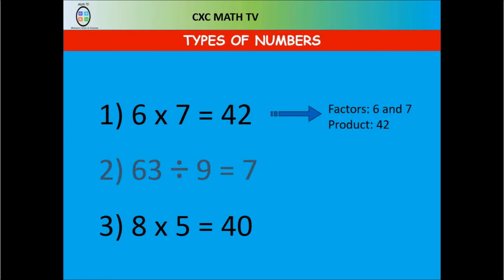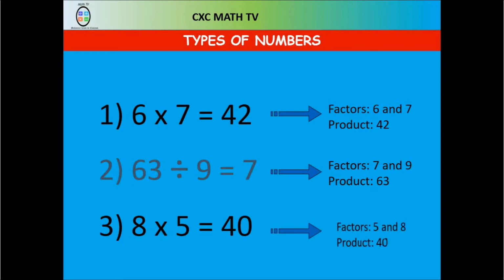Now, if we say 63 divided by 9 equals 7, what are we saying? Then we're saying the factors of 63 are 7 and 9. And the product is, of course, 63. And again, if we see 8 times 5, what are we saying? We're then saying that the factors are 8 and 5, and the product is 40. That's it. That's all we're saying. So again, remember, there are 2 ways you can define factors.